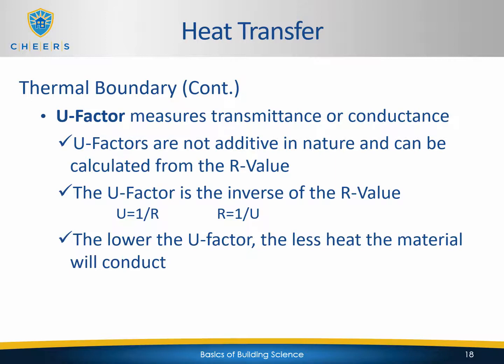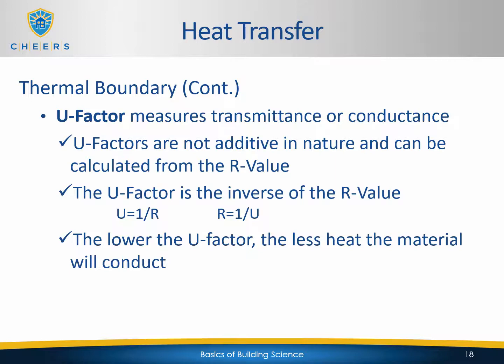So once you find the R value, you can figure out the U factor from it. The U factor is always the inverse of the R value. As you can see here in the two little equations, they're very straightforward. The U factor is 1 divided by the R value. To find the R value if you have the U factor, all you do is invert it. So the R value is equal to 1 divided by the U factor. If you have one, you're always going to be able to find the other.